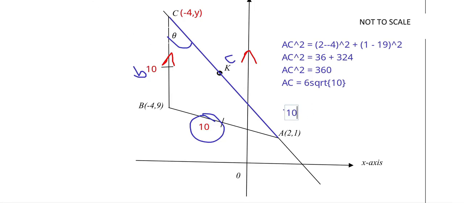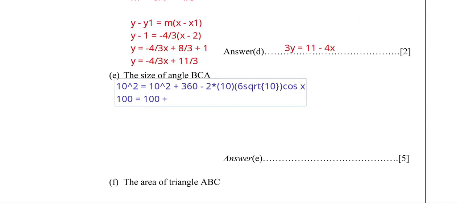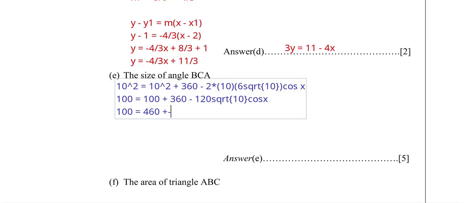We have that 10 squared is equal to 10 squared plus 6 square root 10 squared, that will give you 360, minus 2 times 10 times 6 square root 10 cos X. So 100 is equal to 100 plus 360 minus 2 times 10, which is 20, times 6, which is 120, so 120 square root 10 cos X. Now 100 is equal to 460 minus 120 square root 10 cos X.